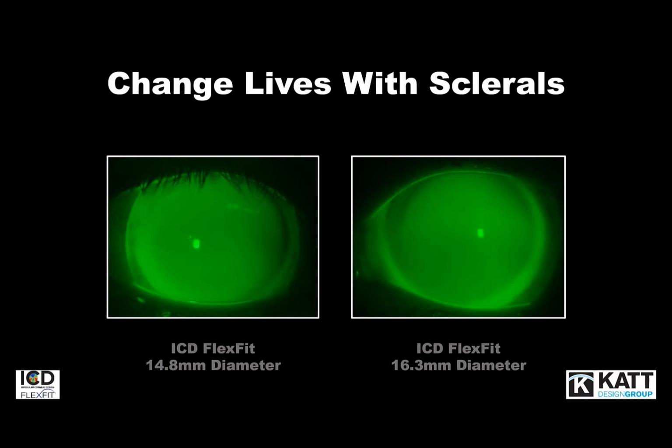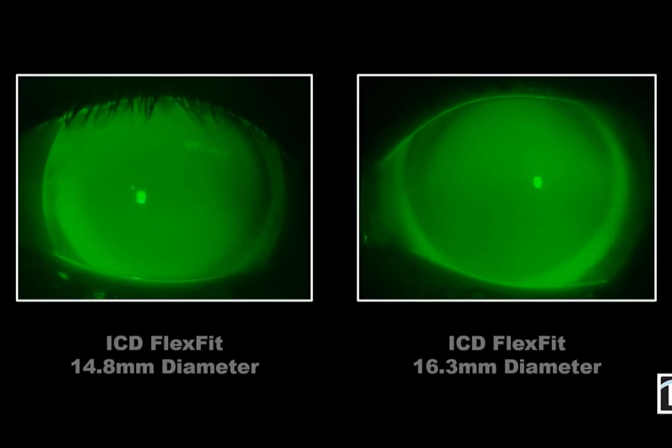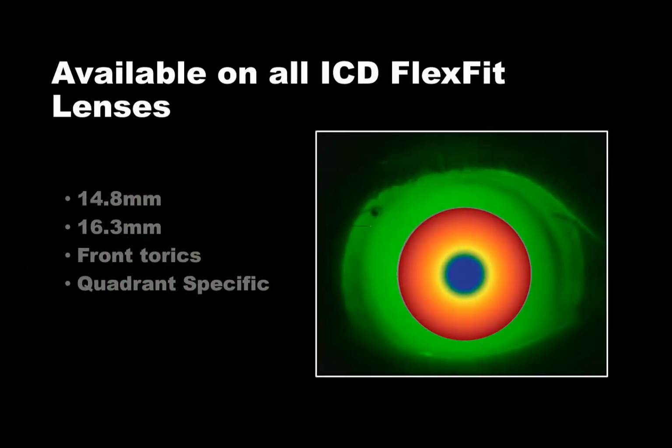that makes it possible. The fitting set provides the 14.8 millimeter diameter lens for lower degrees of asymmetry, smaller fissure sizes, and smaller corneas. However, more commonly, the larger 16.3 diameter lens is used for the high amounts of asymmetry or more complicated conditions that we face. A wide range of multifocal options are provided for the 14.8, the 16.3, and all diameters of the ICD FlexFit, as well as it's available on the front torics and quadrant-specific designs.